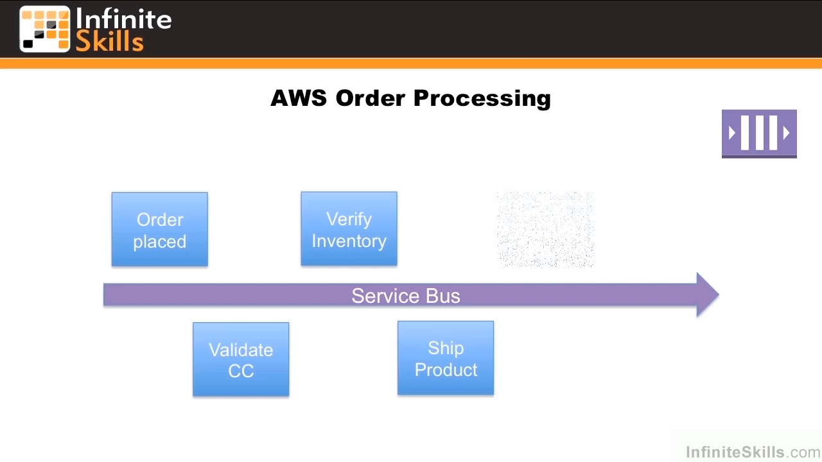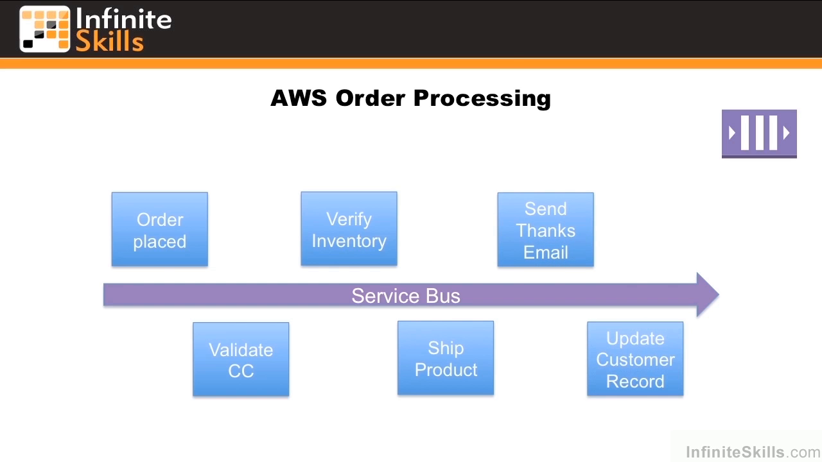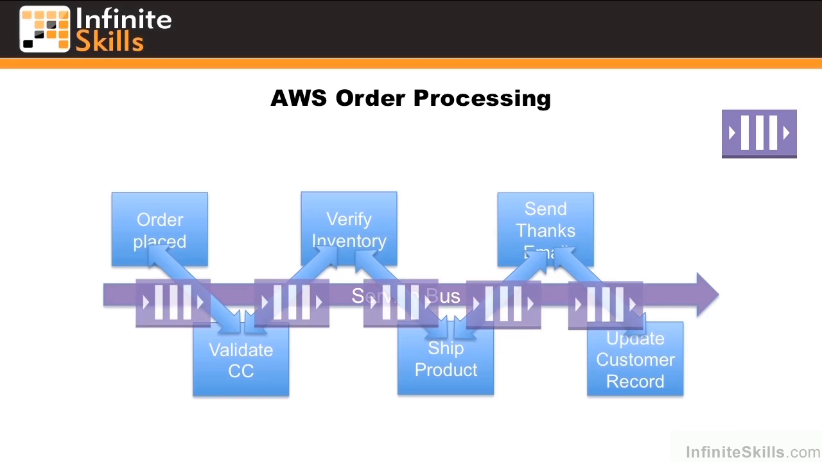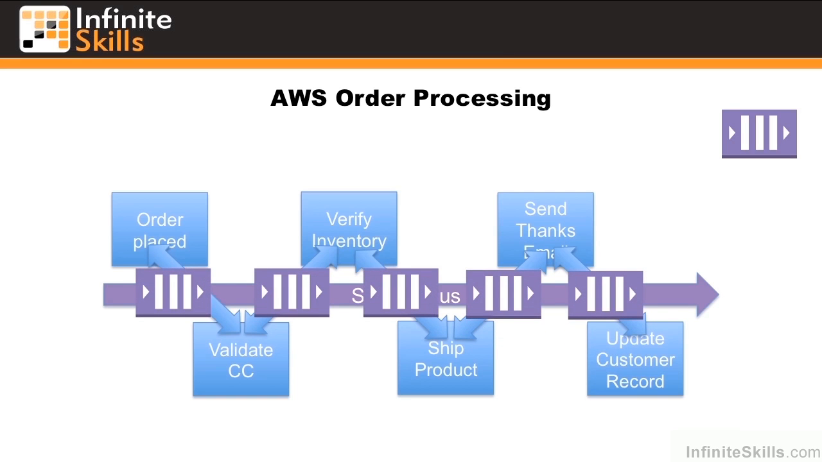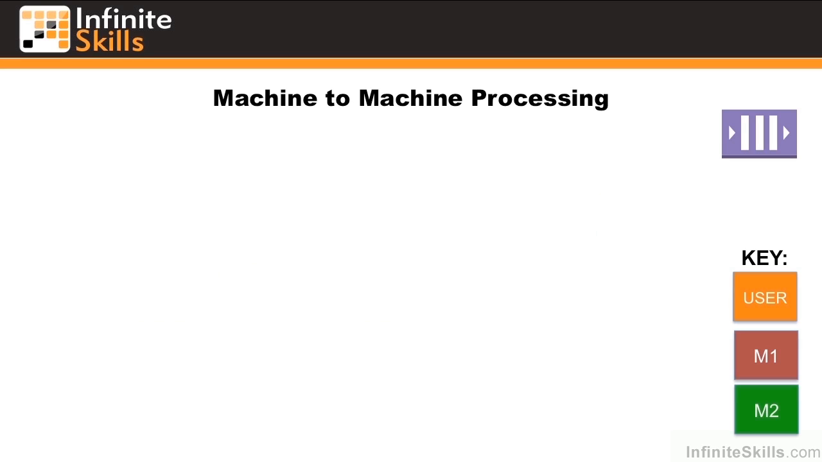Then we can ship the product, send a thank you email, and update the customer record. All of this communication can be enabled through SQS queues, with messages being put on by the upstream service and taken off by the downstream service.